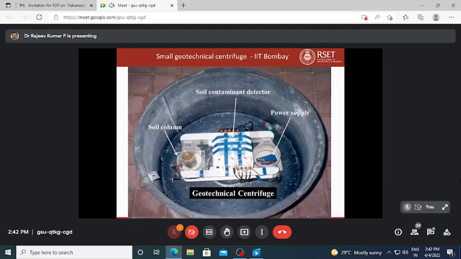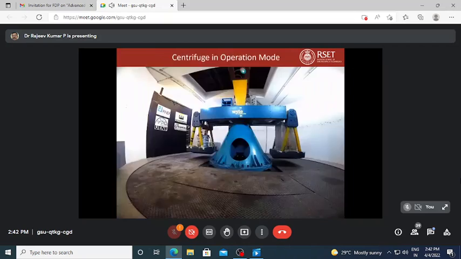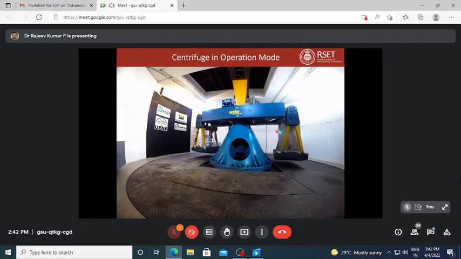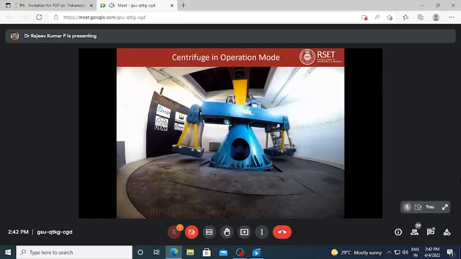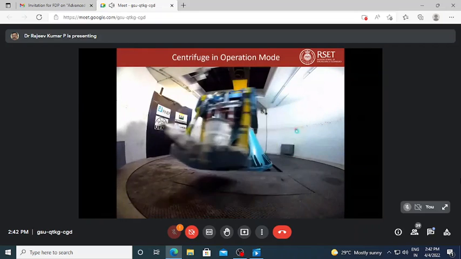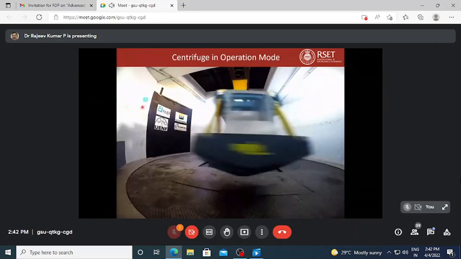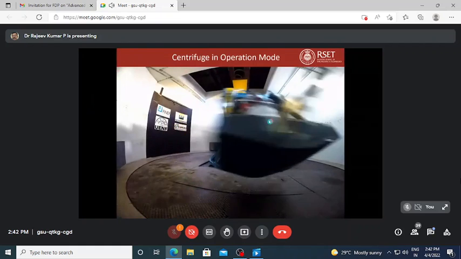This is a photograph showing you the assembly of the sample, as well as the power supply unit and the soil contaminant detector, which was developed and is under patent. And this is a photograph showing the same, and you can see here how it moves. Okay, you can see both sides are having swinging buckets. A similar thing happened with the previous setup also.